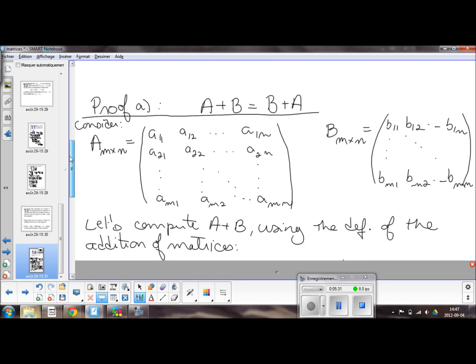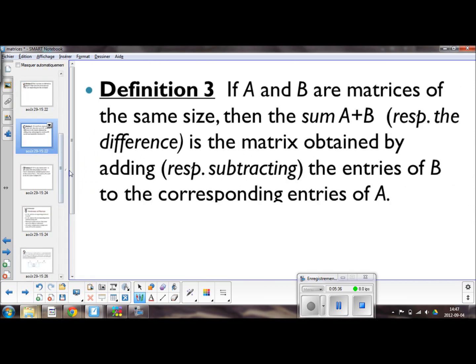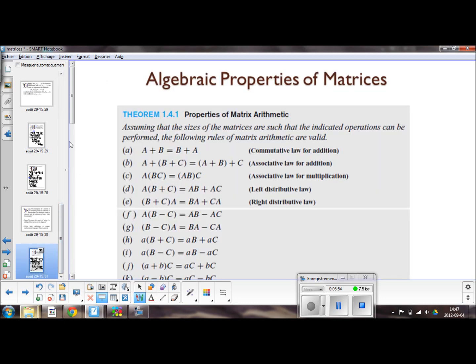Do we have that somewhere? Sorry, I believe we do. I'm sure we do. Let's have a look. Nope. Here we are. We've seen the definition earlier. If A and B are matrices of the same size, then the sum, A plus B, is the matrix obtained by adding the entries of B to the corresponding entries of A. Okay, this is the official definition. Well, we know that really.